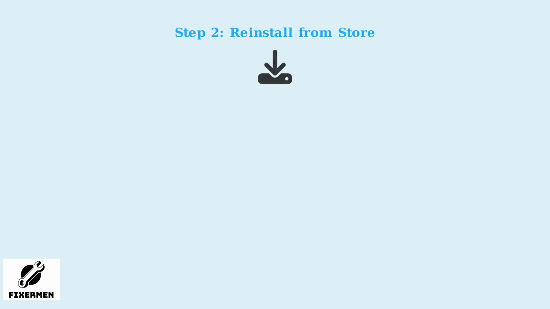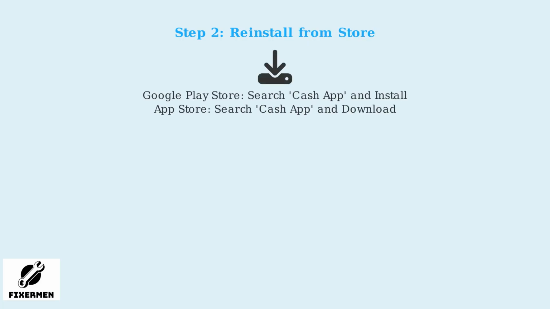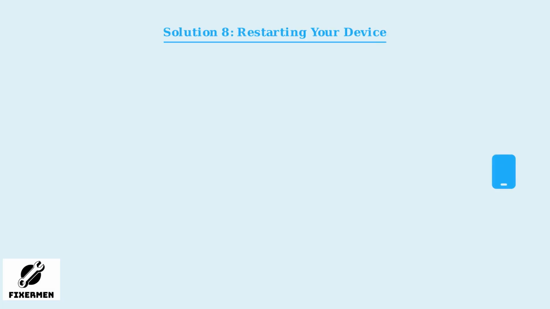Now, reinstall the Cash App from your device's App Store. Open Google Play Store on Android or App Store on iOS, search for Cash App, and install it. A simple device restart can often resolve temporary software glitches that cause error code 102 in Cash App. Here's how to properly restart your smartphone, whether it's iOS or Android.